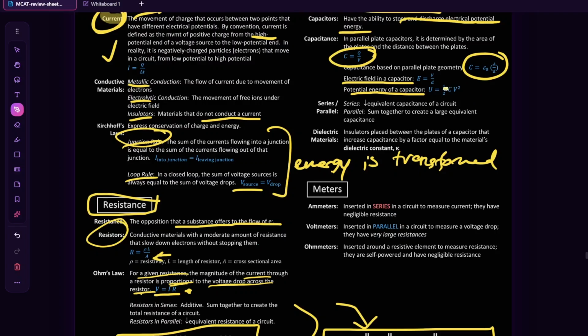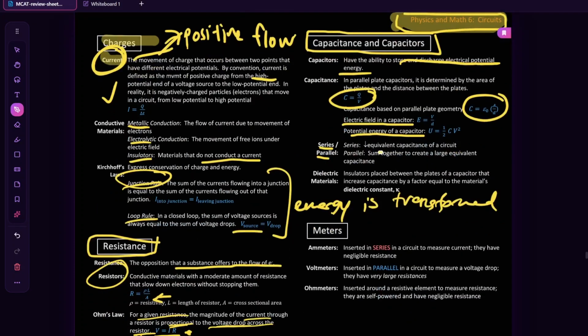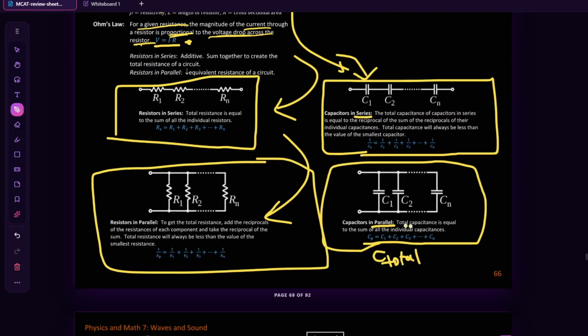What else did I want to say about it? We already went through series and parallel down here, but you can have capacitors in series and parallel. Capacitors in series have a lower equivalent capacitance in a circuit. In parallel, they sum, creating a larger equivalent capacitance. So what we saw here is related to these images with their formulas.